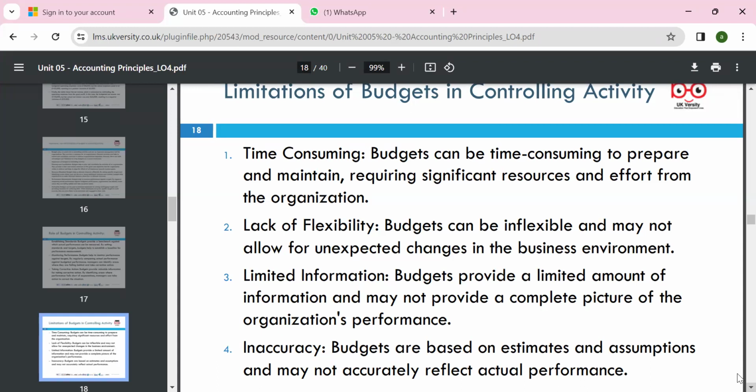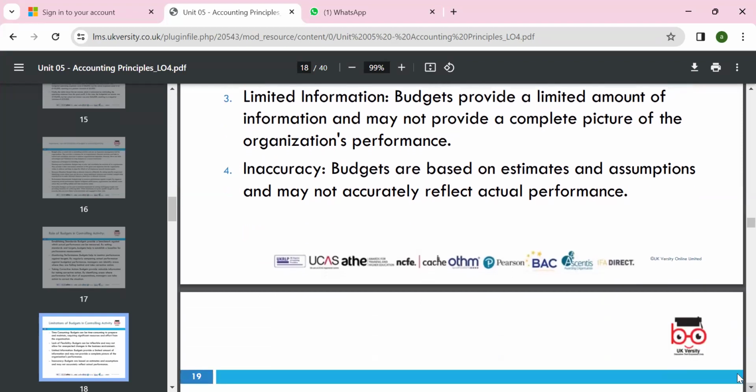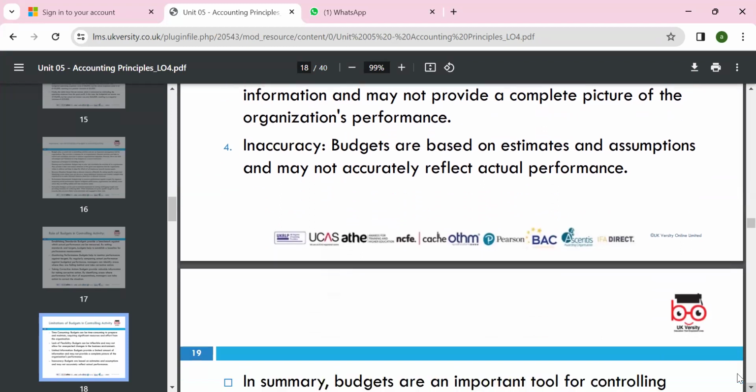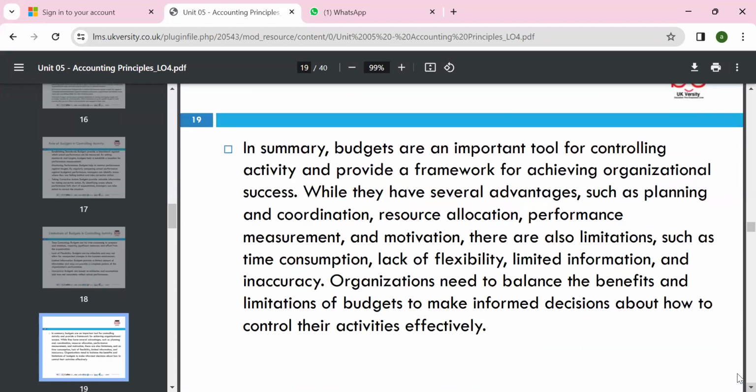It does not allow you to change according to the environment. Like the NHS, doctors are short in A&E in the UK, and there is a huge waiting time, because the budget is not being flexed accordingly. Limited information: a budget sometimes provides a limited amount of information, not the complete picture of performance. Inaccuracy in the budget: a budget is an estimate and can be wrong, and instead of motivating, this can demotivate.